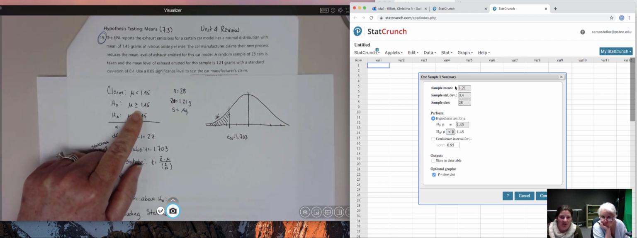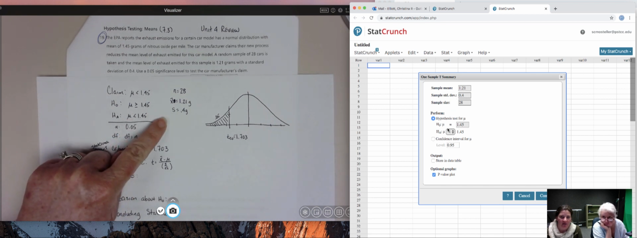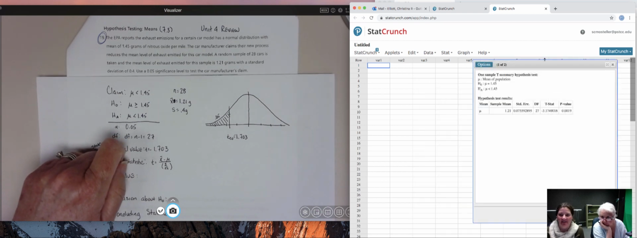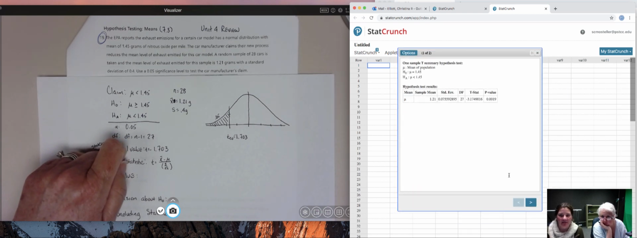And so let me check here. Sample mean, sample standard deviation, sample size. I've got my null and my alternate. So I think we're good. Oh, you know what? I was talking while you marked that alternate. Good job. Oh, I marked the alternate as less than. Good.